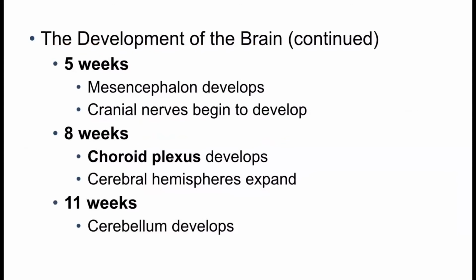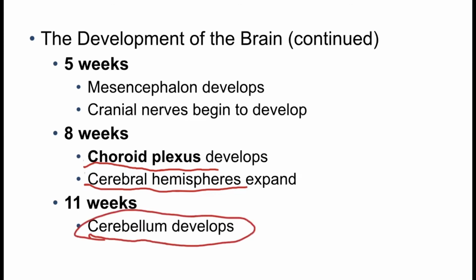Okay. At 5 weeks, the mesencephalon midbrain develops. Cranial nerves begin to develop. At 8 weeks, the choroid plexus starts to develop, and you start to form your cerebral hemispheres in the brain. At 11 weeks, the cerebellum starts to develop. Remember, the cerebellum is responsible for coordinating your movements. It takes information from the brain and allows you to move in a coordinated manner, so things are not jerky. So at 11 weeks, your cerebellum is starting to develop.